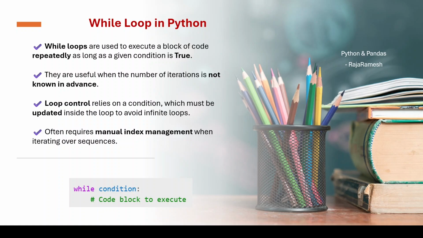And loop control relies on a condition here. And there should be some update to the factor which is actually being used in the loop condition check so that it will avoid the infinite loop. And we often require manual index management whenever we are iterating over sequences. And the syntax of the while loop is: while, space, condition to check, colon, followed by the block of code.